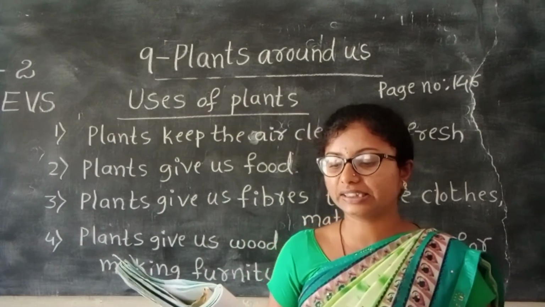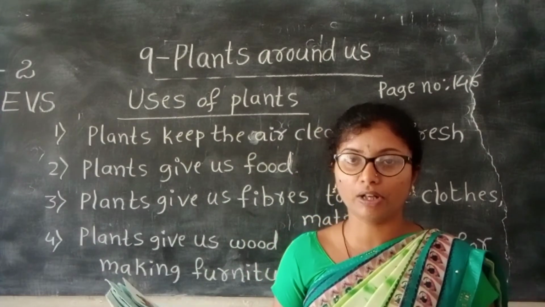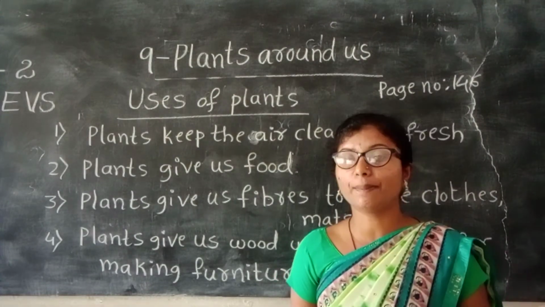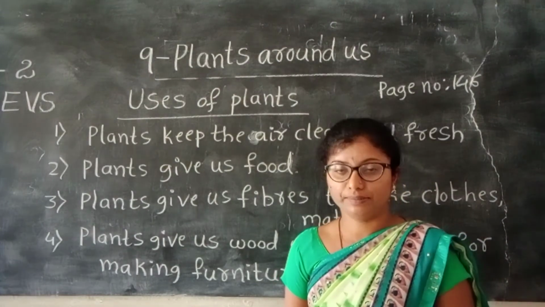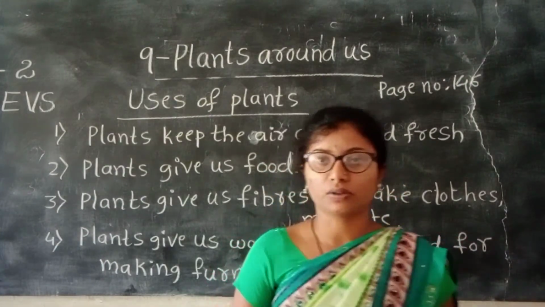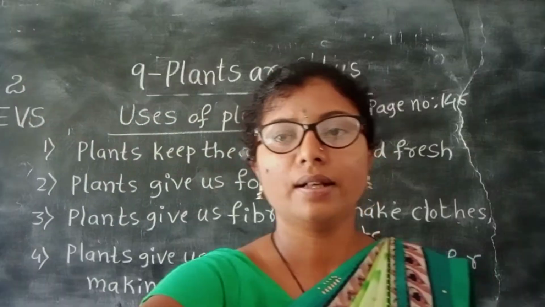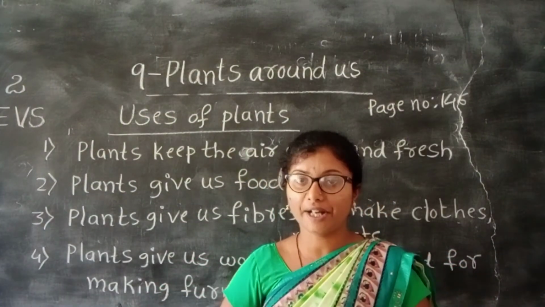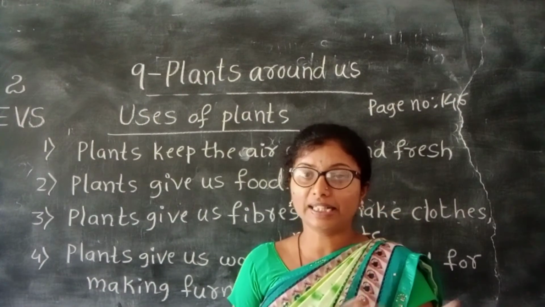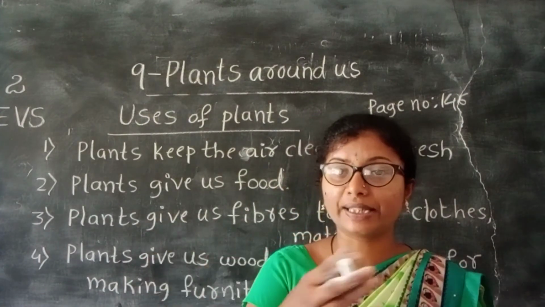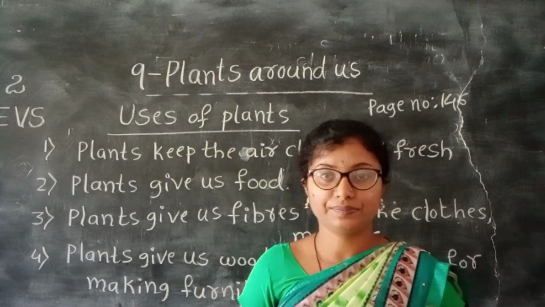Then plants such as the mustard give us cooking oil. Okay, have you seen the mustard? Mustard plants give mustard oil, and groundnuts give the shenga. Have you seen a shenga? Shenga is used for making shenga oil, okay?